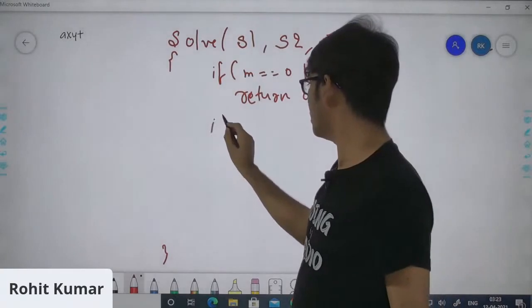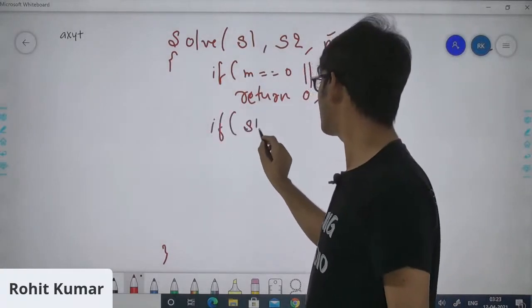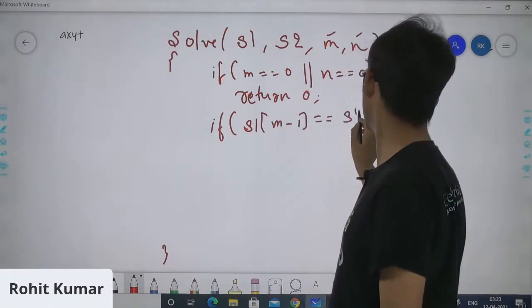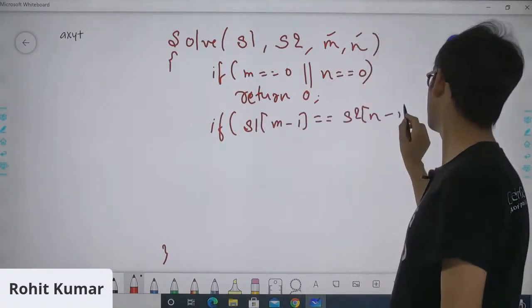Now what I have told just now: if S1[M minus 1] equals S2[N minus 1].